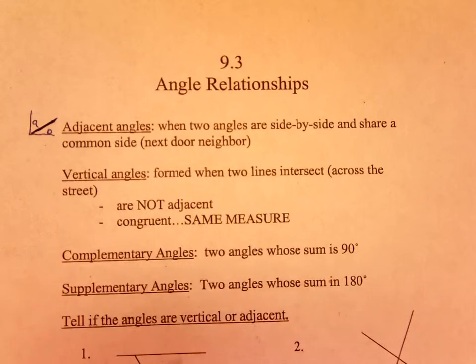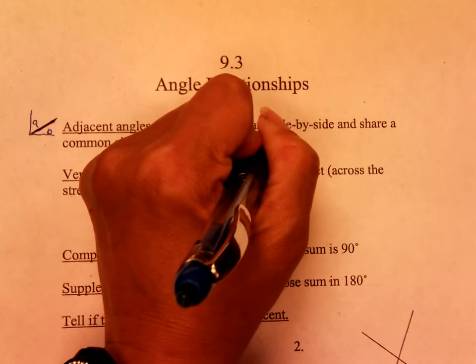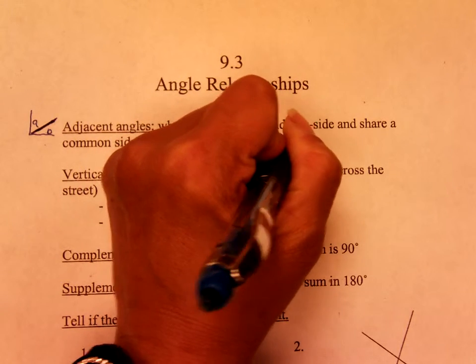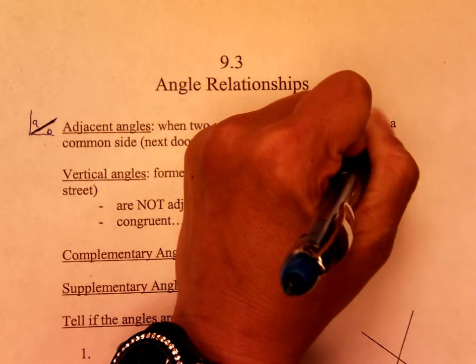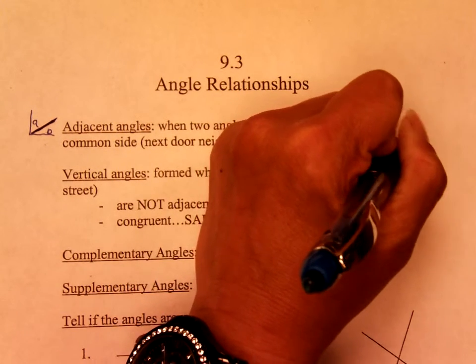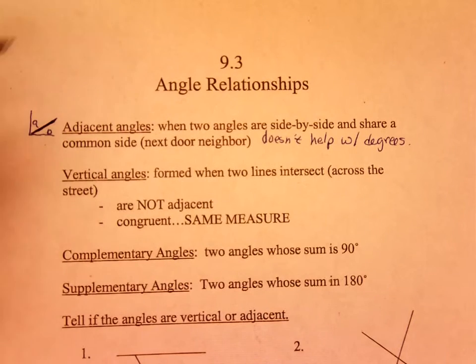Also, you have to know that adjacent angles do not help with degrees. So it doesn't help you find the missing degrees. So if you knew that A was 54 degrees, it doesn't help you to find what B is. Okay, it just tells you that they are next door neighbors.